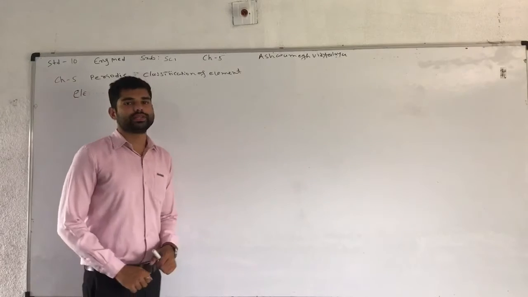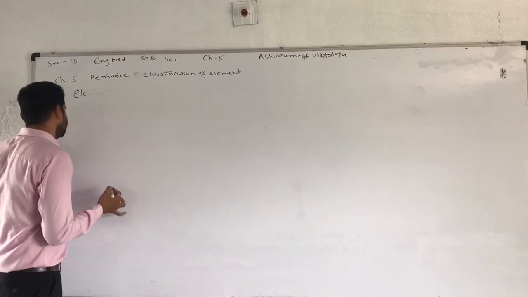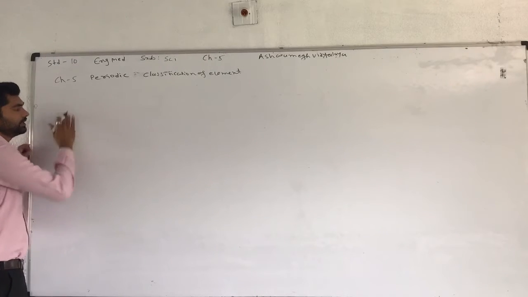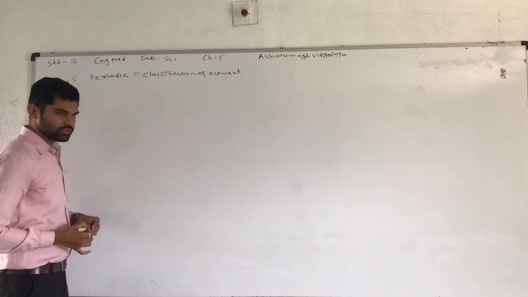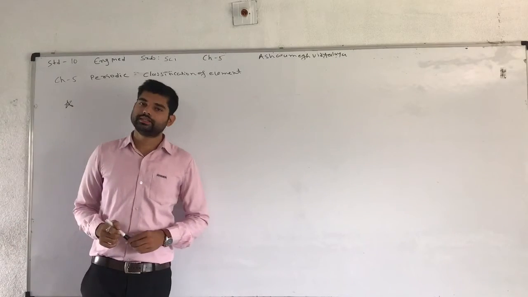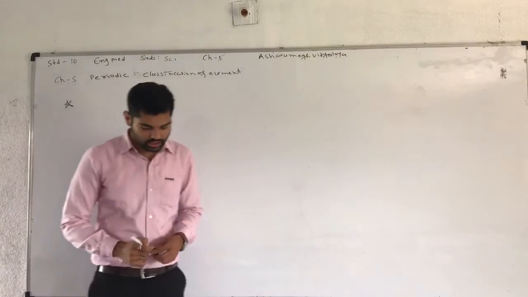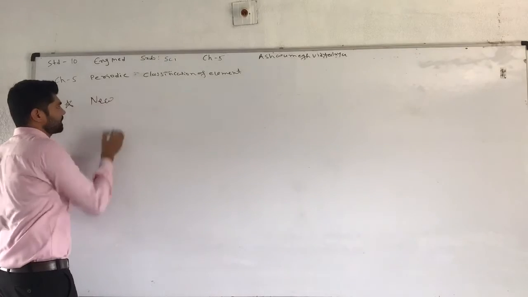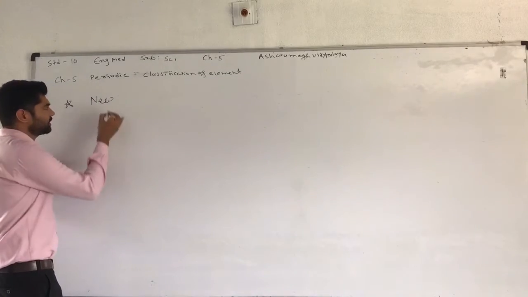Today we learn Standard 10th English Medium subject Science, Chapter Number 5, named Periodic Classification of Elements. Now in this lecture, in the last lecture we studied Dobereiner's triads. Now another scientist's name is Newlands. According to the name, the law is Newlands' octet law.